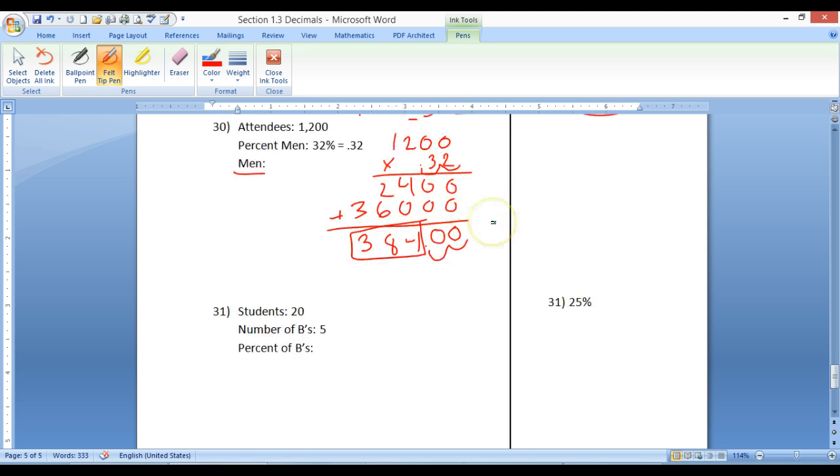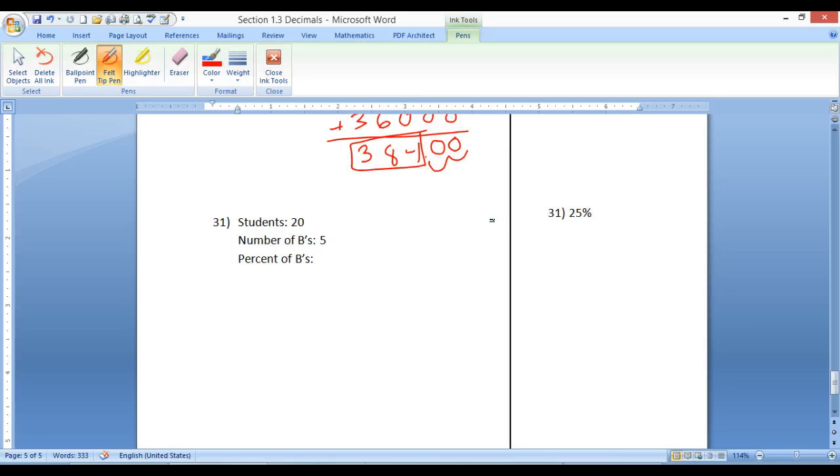Okay, our very last one for this section for decimals, and we have students. There are 20. Number of B's, there are 5. What percent of students have a B? Okay, so the first thing I'm going to do is make this a fraction. 5 out of 20 students have B's.